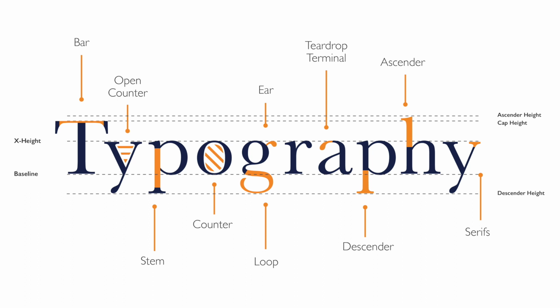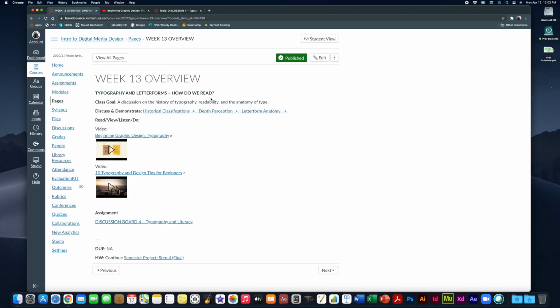Specifically, we're going to look at historical classification. We're going to do this in class when we see each other in person this week. We'll look at these historical classifications, which talk about the historic representations of different types of fonts over time, and how some have fallen away and some have persisted.